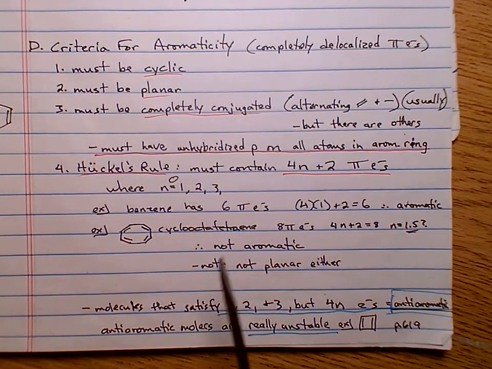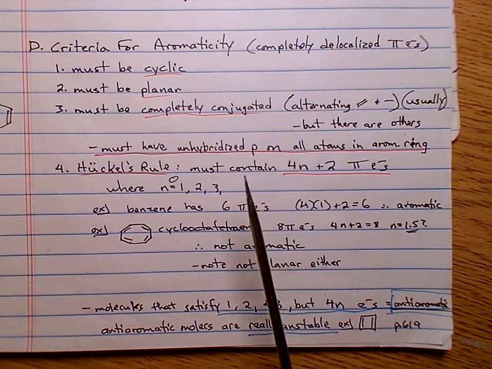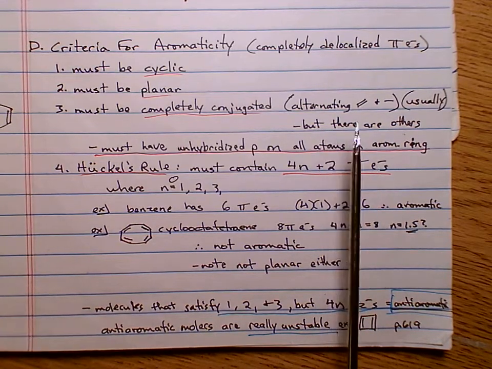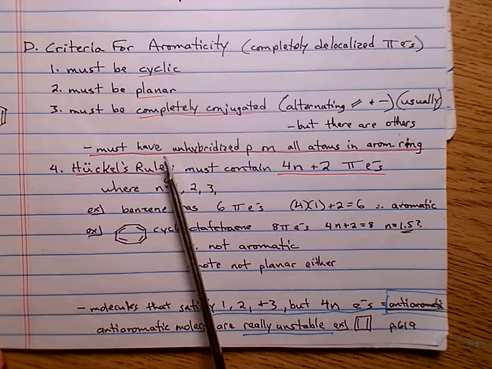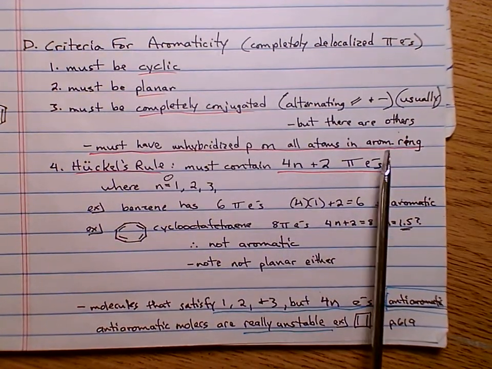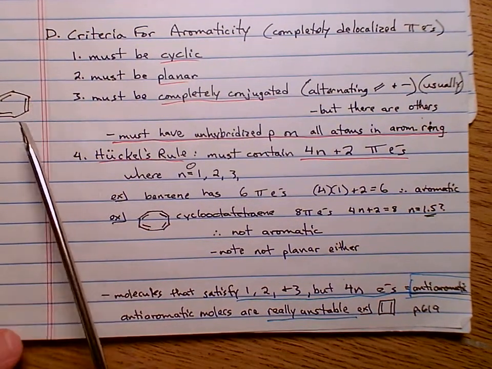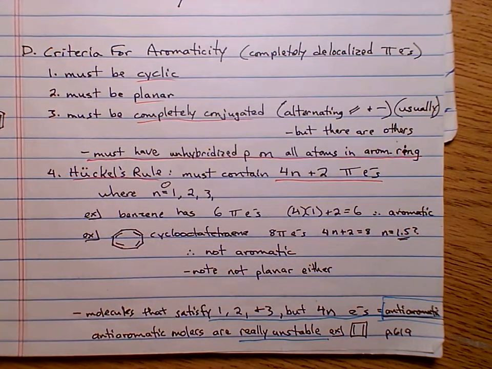However, there are others, and these are what are going to trip you up. They're a little tricky. The truth of the matter is, to be completely conjugated just means every atom in the ring must have an unhybridized p orbital on it. Every atom in your cyclic part of your molecule must have an unhybridized p orbital. And double bonds is a way to get unhybridized p orbitals, but triple bonds can give you unhybridized p orbitals.